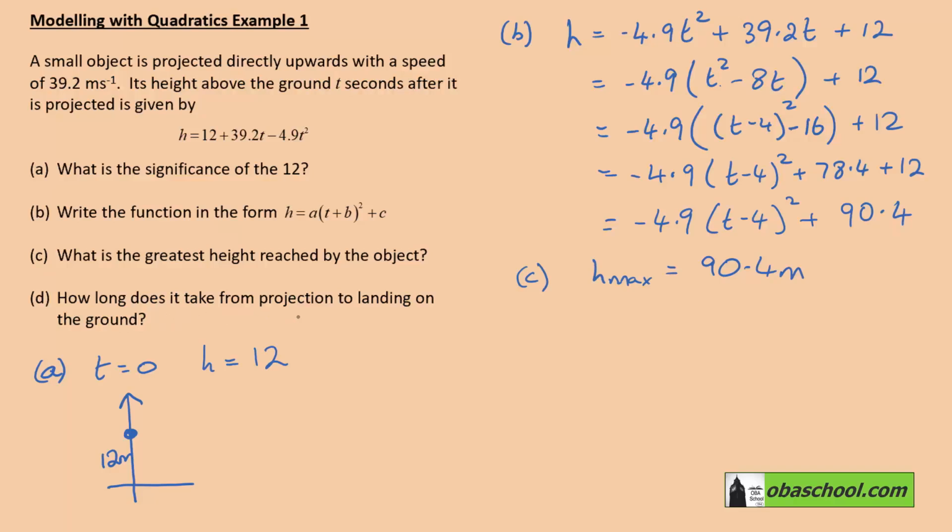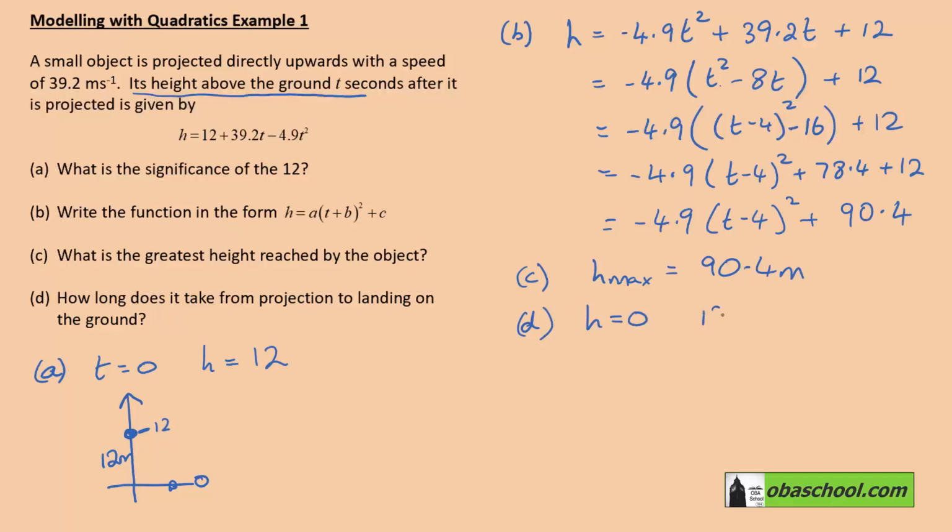How long does it take from projection to landing on the ground? Well, the ground is 12 meters below the level of projection. And since the projection was given as 12, it stands to reason the ground is 0. It's measured from the ground. In fact, that tells us in the question, it's height above the ground. So what we're after is when h is equal to 0.